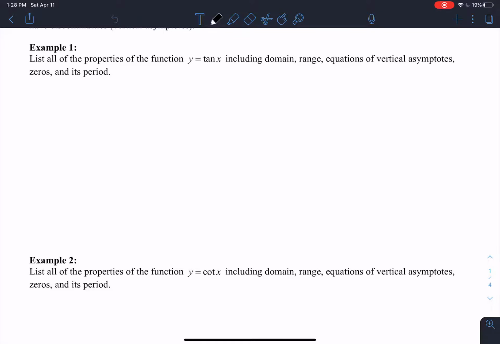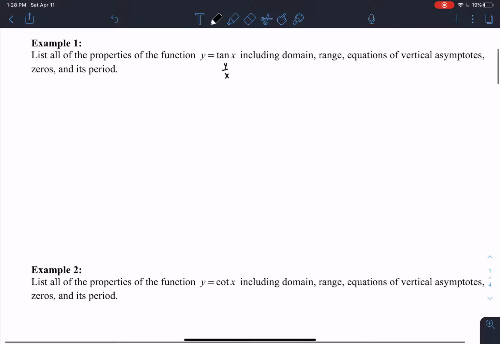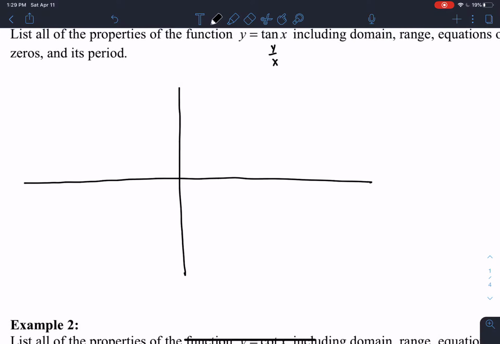Okay, so you're doing tangent of x, right? Now remember, tangent is y over the x term, okay? So if you have your unit circle out, coming up with the values is going to be pretty easy. Okay, so what I'm going to do is I'm going to do pi over 4, pi over 2, negative pi over 4, negative pi over 2. And once we come up with those values, that'll make sense in a minute.